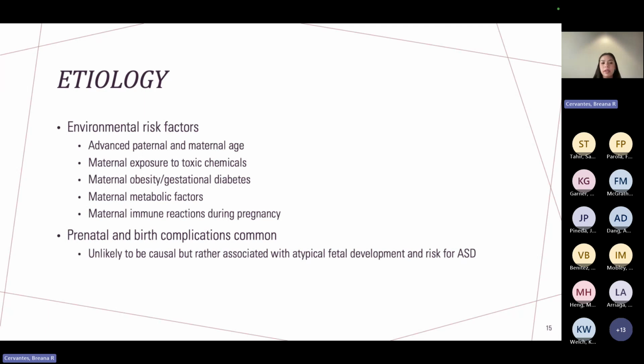And I don't know how much of this is anecdotal, but this is also something in the textbook, where it says both prenatal and birth complications tend to be common with ASD. And again, it says unlikely to be causal, but rather associated with atypical fetal development and risk for ASD. So something we talked about in the developmental psychopathology slides early on in week 2, I think.